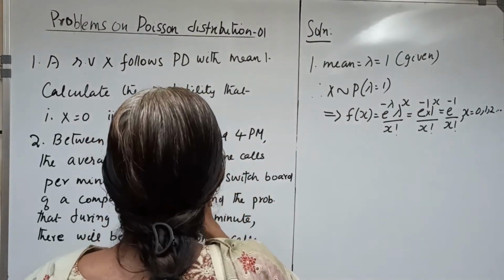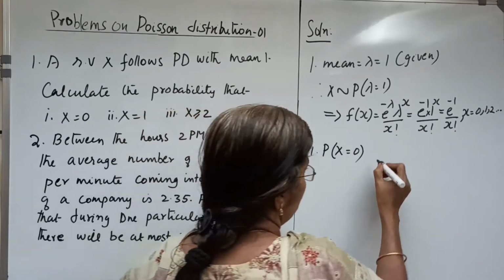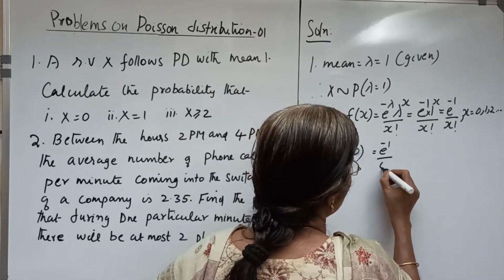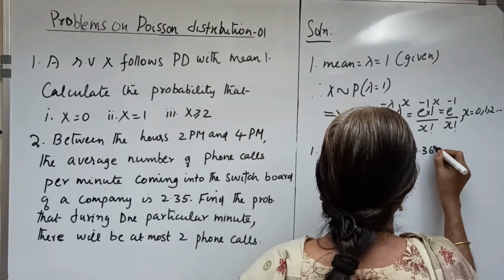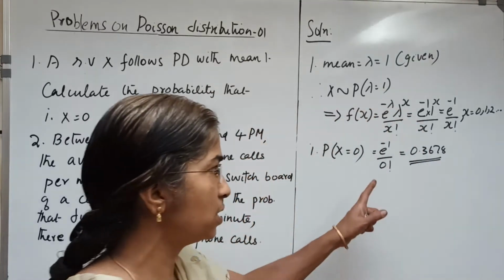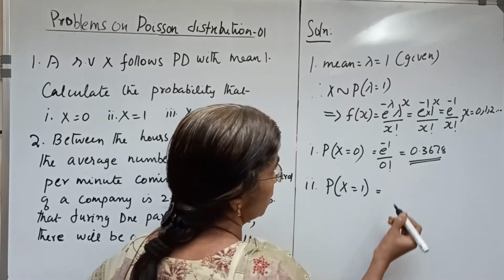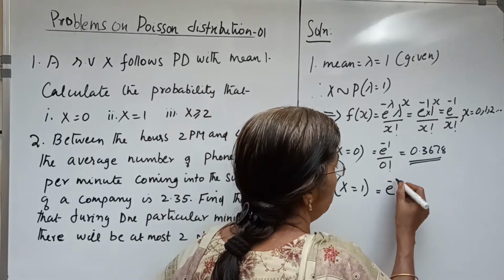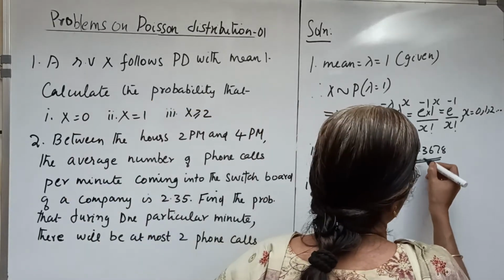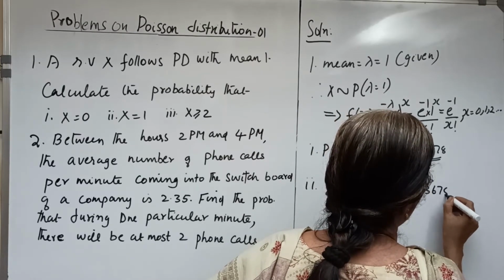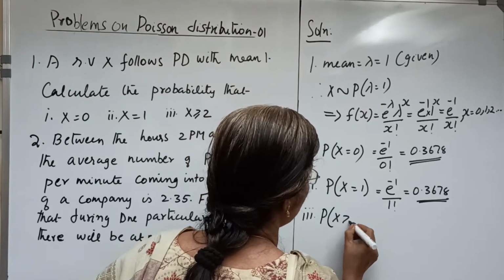Now, it is required to find the first part, probability x equal to 0. That is simply e raised to minus 1 by 0 factorial. E raised to minus 1 is 0.3678. 0 factorial is 1. So this is the answer. For part 2, it is required probability x equal to 1. It is from this function, e raised to minus 1 by 1 factorial. We know 1 factorial is equal to 1. So the same answer, 0.3678.